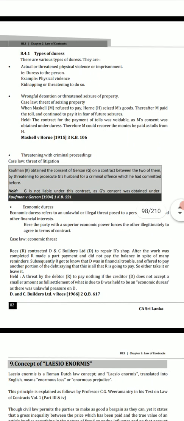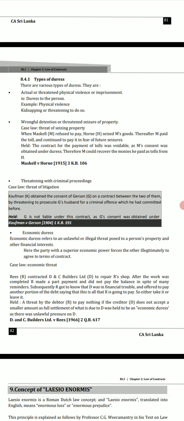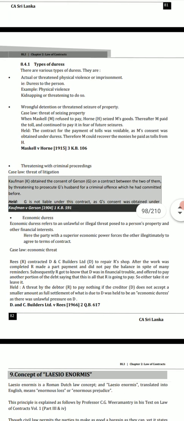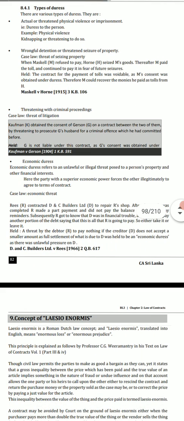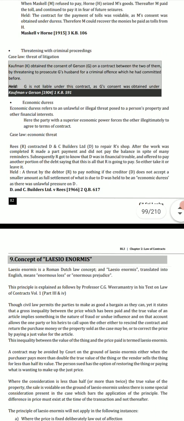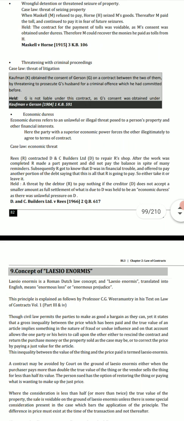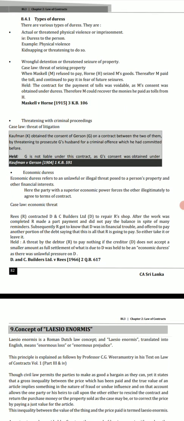And also economic duress. Economic duress refers to an unlawful or illegal threat to a person's property or financial interest, where the party with superior economic power illegitimately forces the other to agree to the terms of a contract. For example, a big corporation comes and takes someone's farmland, threatening that they will legally occupy the land by taking them to court. Things like that. You can actually prove that in courts. So, economic threats. So, economic duress.